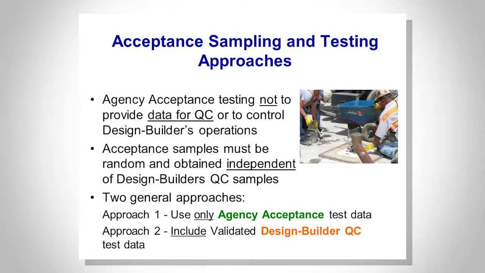Acceptance, sampling, and testing approaches. Notice in this case it's pointing out that you don't want to have your state acceptance testing provide data for QC control. Again, the contractor needs to be made responsible, to self-police their own products.